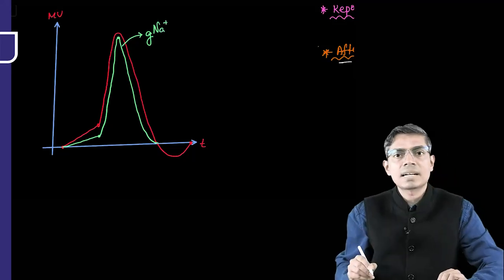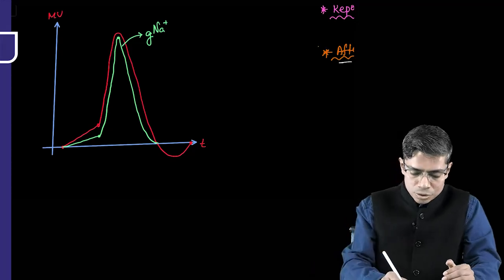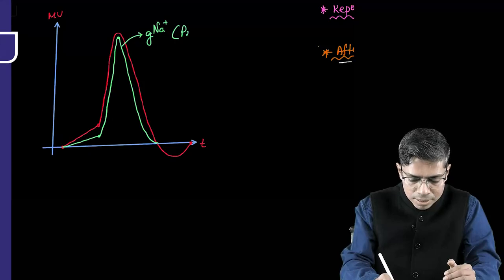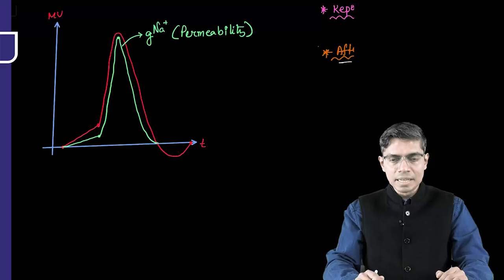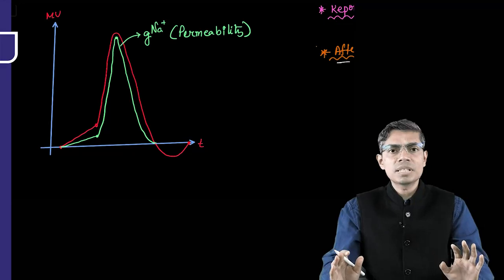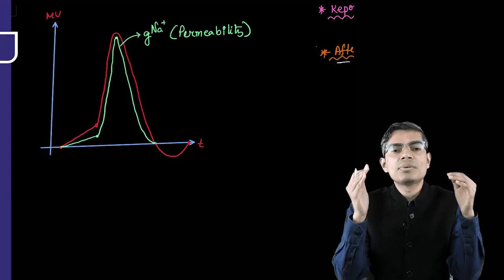G stands for conductance. Conductance is nothing but a permeability curve. So G stands for conductance of sodium. This is nothing but the permeability of sodium through the membrane during action potential. So if I want to understand this curve, what is the meaning of this curve? This green color curve indicates how many sodium channels are open during action potential.